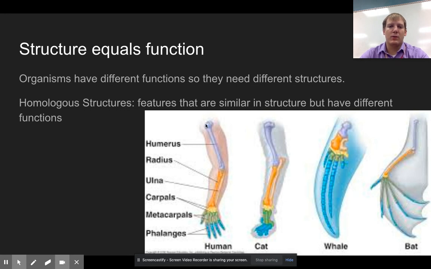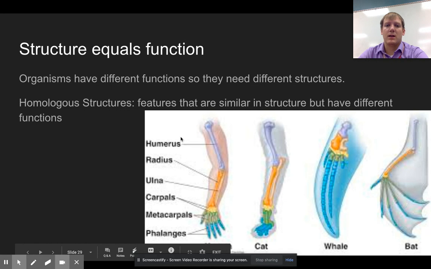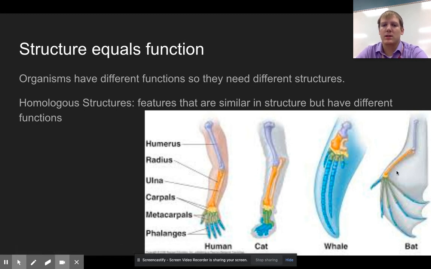If I look at the bones found in a human's arm, they are the exact same bones found in a cat's leg, the exact same bones found in a whale's fin, and the exact same bones found in a bat's wing. Okay? So these homologous structures, they're the same structures, but we don't use them the same as a cat would use their legs, or a whale would use their fins, or a bat uses their wings. As amazing as it would be for us to fly by just flapping our arms fast enough, we're not a bat. Okay? There is a difference in size of these bones as well.